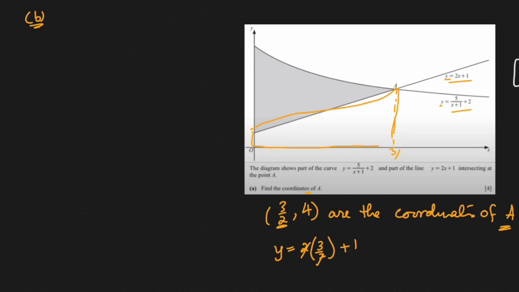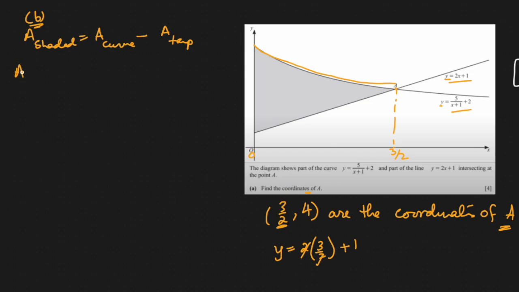I will find the area of this trapezoid and subtract it from the area under this curve from 0 to 3 over 2. From this area under the curve, I'll remove the trapezoid. So let's find the area of the trapezoid first. The area of the shaded part will be the area under the curve minus the area of the trapezoid.